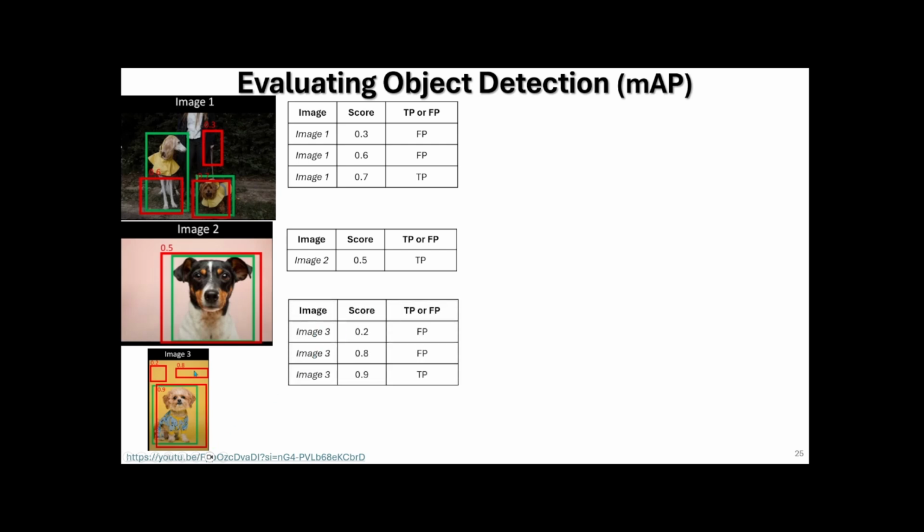Last one, there were 3 predictions. First one, 0.2, is definitely a false positive. Second one, 0.8, very high confidence, but it's a false positive because it's way off. And then the other one, 0.9, is overlapping, so I consider it a true positive. So this is the full list, and this is a starting point for us.